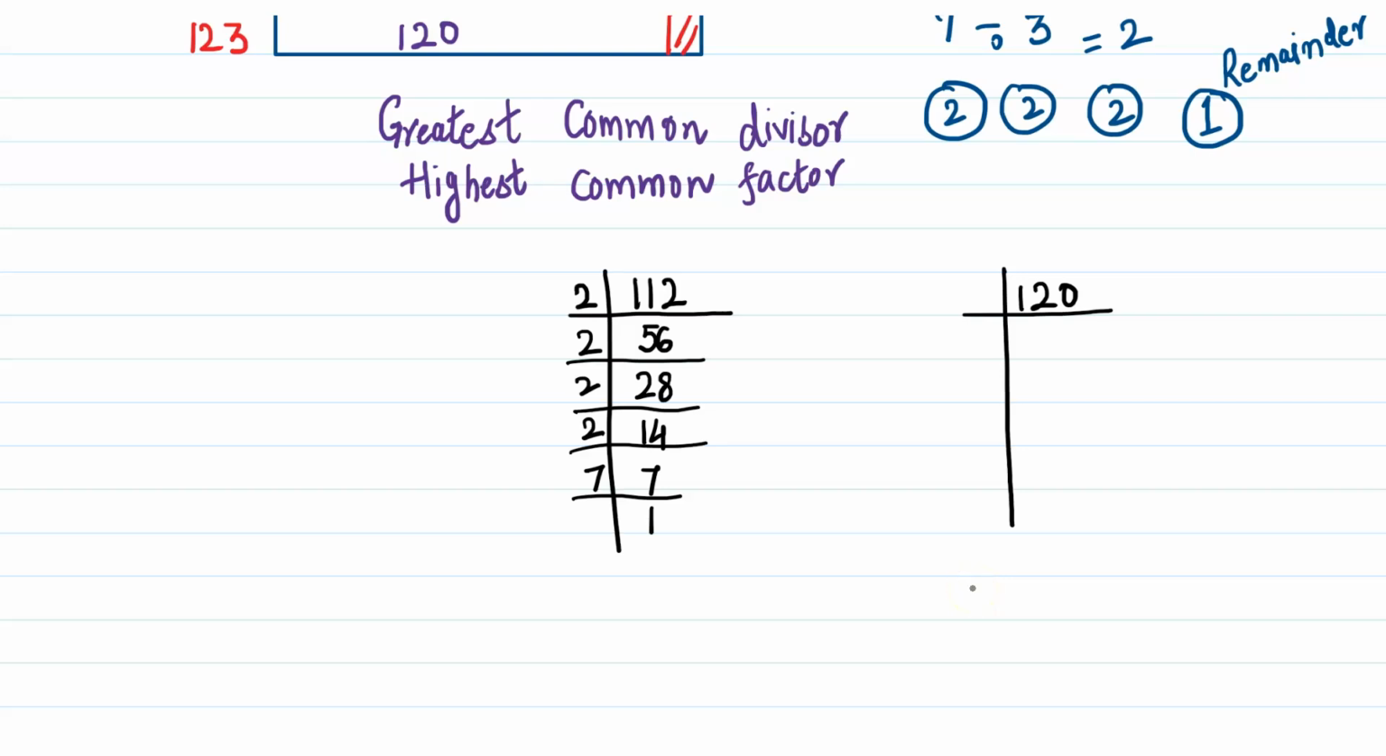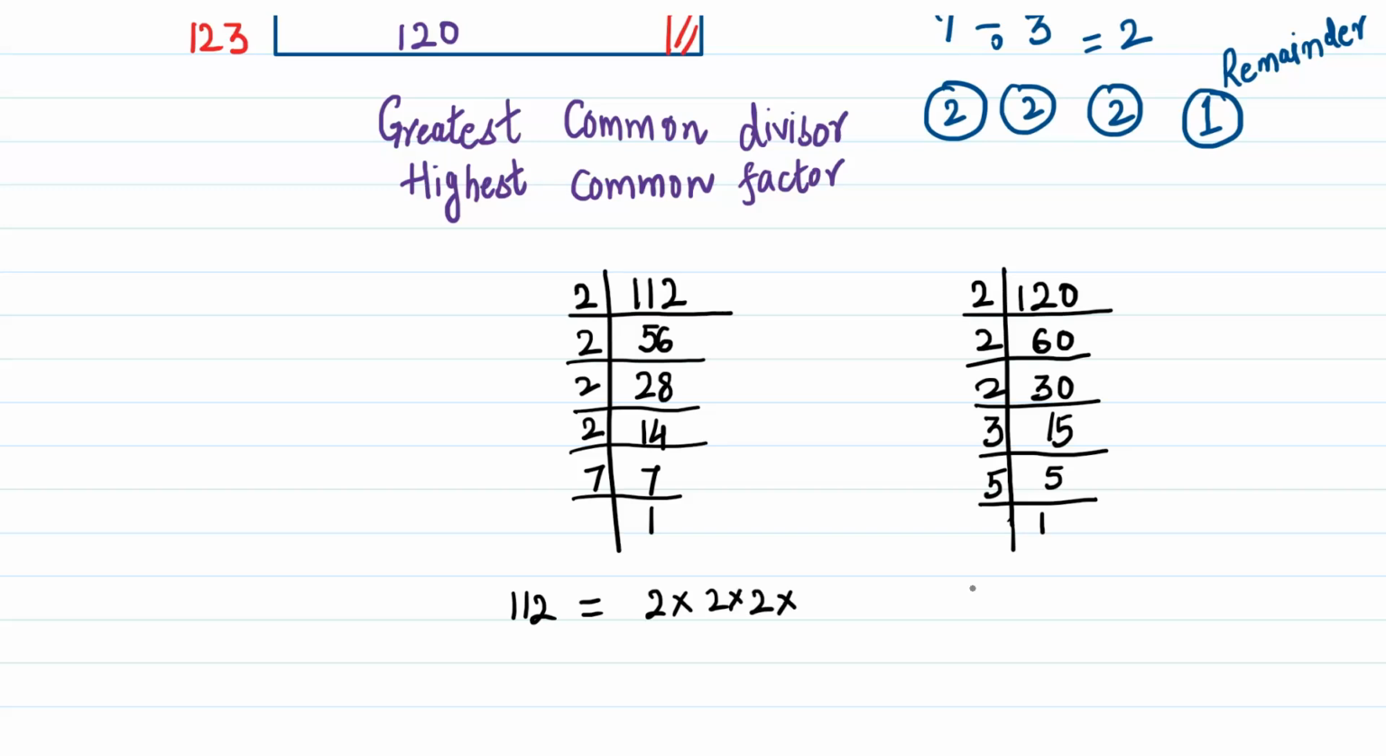Now let's divide 120. Again, it's an even number, so it can be divided by 2. Then again by 2, then again by 2. Now we can divide by 3, and we get 5. 5 is a prime number. So now 112 can be written as 2 times 2 times 2 times 2 times 7, and 120 can be written as 2 times 2 times 2 times 3 times 5.